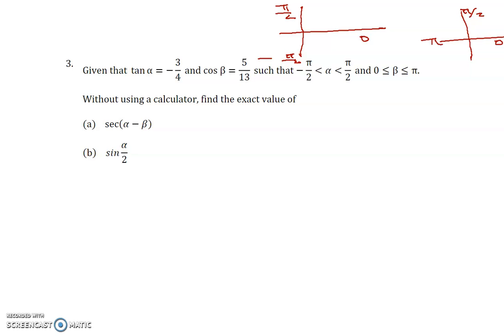So we check that for alpha, the value of tangent is negative. Therefore, you don't choose both quadrants. Alpha must be only in quadrant 4. Why is that? Because tangent is negative, so tangent is negative in quadrant 4.